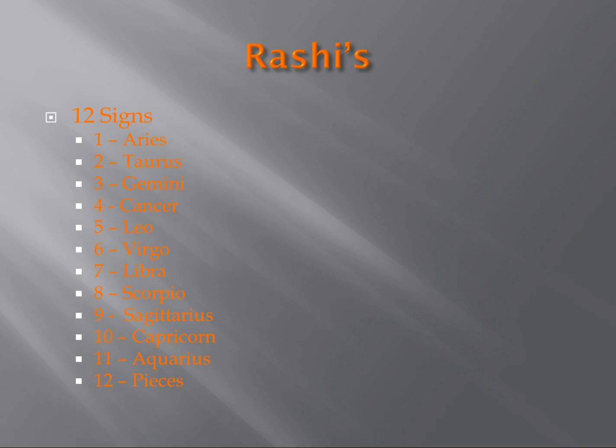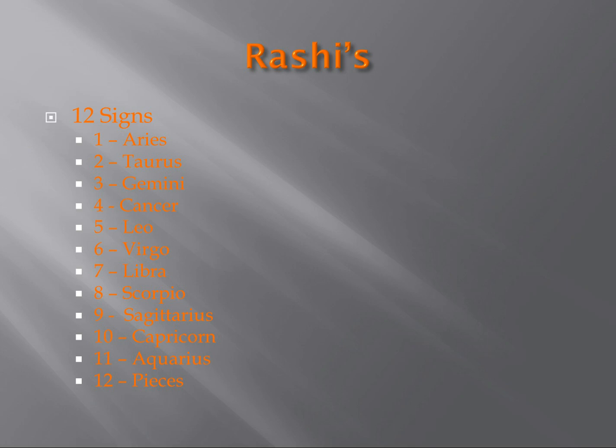So these are the 12 signs. First is Aries. I'm giving the numbers 1 to 12 with the intention that this will have some significance in the later part of the video. So basically, first is Aries, second is Taurus, third is Gemini, fourth is Cancer, fifth is Leo, sixth is Virgo, 7th is Libra, 8th is Scorpio, 9th is Sagittarius, 10th is Capricorn, 11th is Aquarius, and 12th is Pisces.